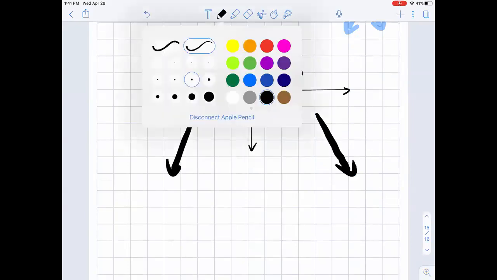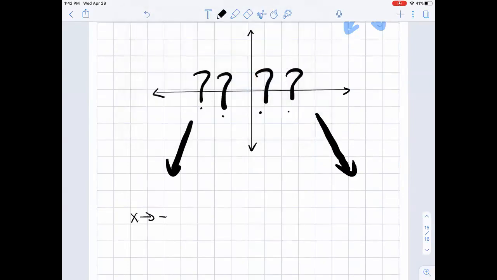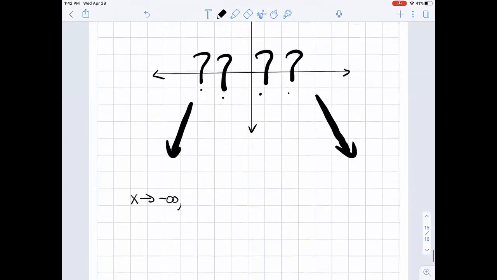So how do we write that in words? Let's do the left side. As x approaches negative infinity, this function, called p of x, is approaching what y value? P of x means y. Negative infinity, yes. And the right side? As x approaches positive infinity, p of x is approaching negative infinity. Good. Questions?